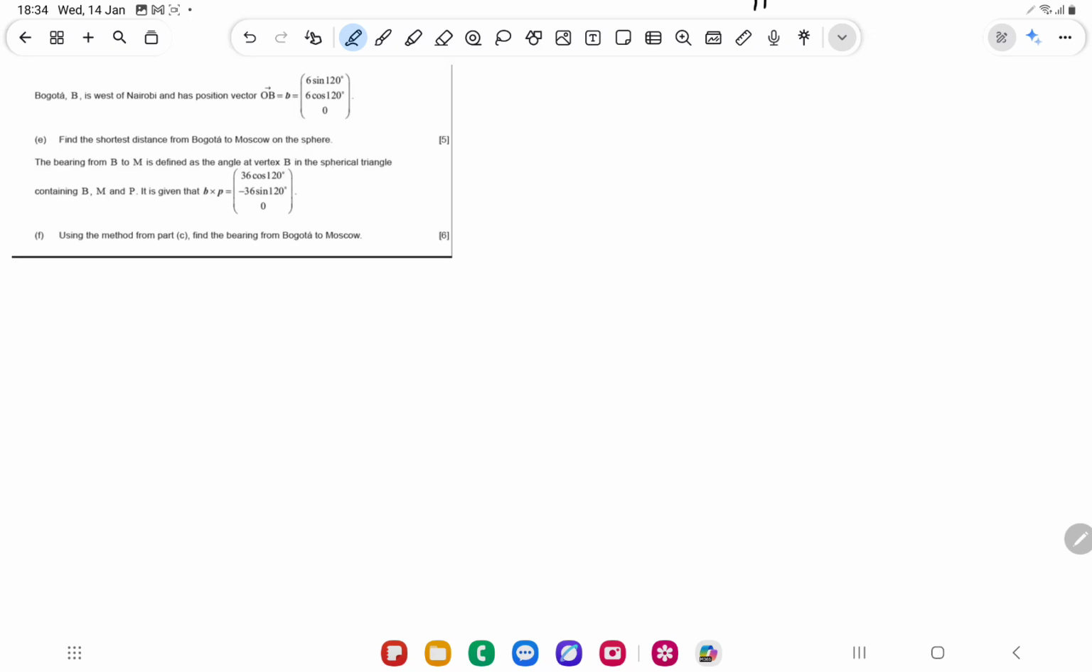Now next part of the question says Bogota B has the position vector given to you as this. We have to find the shortest distance between Bogota and Moscow on the sphere. Now to solve E part, first we will convert this sine 120 degree value into the number, and then we will solve sine and cos both.